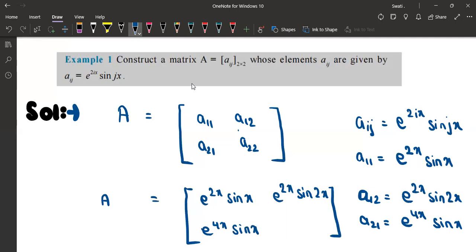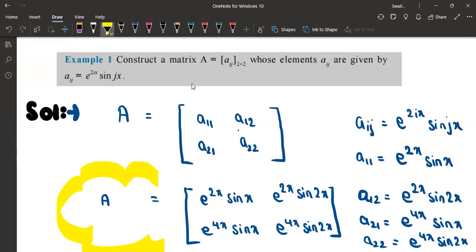Now next we have A22. That means both are 2 only. So of course e raised to 4x, because 2 times 2 times x is 4x, and this will also become sine 2x. So this is our last entry, e raised to 4x sine 2x. And that's your answer. So this is the answer of the first question.